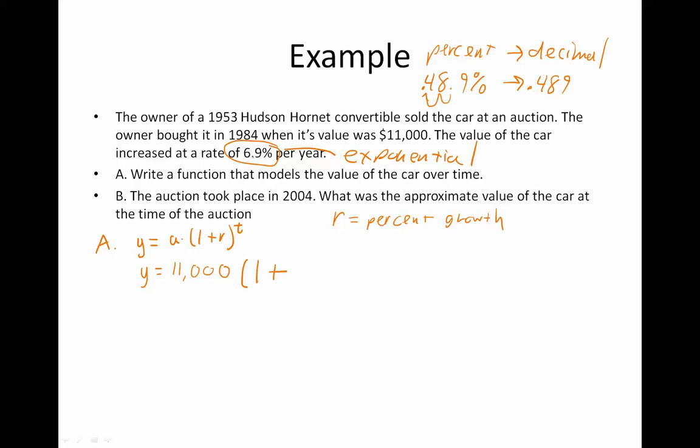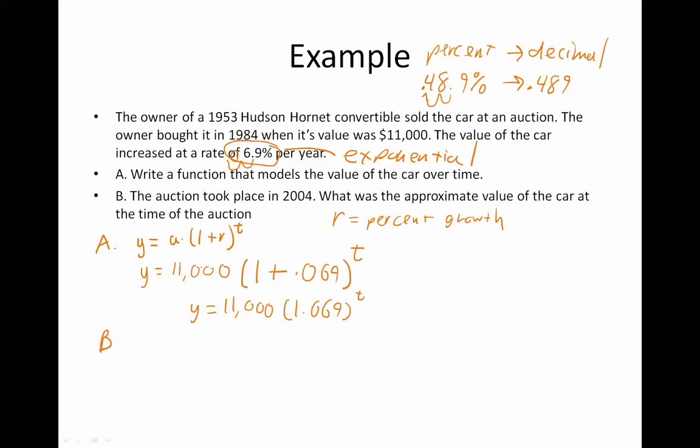So this 6.9%, I'm not putting 6.9 here. I'm putting 0.069. And this says over time, so the t, I don't have a specific number of years, so I'm just going to put a t there. And I'm almost done. I need to simplify this part in here, and I will have my model. And there we go, because 1 plus 0.069 is 1.069 to the t.